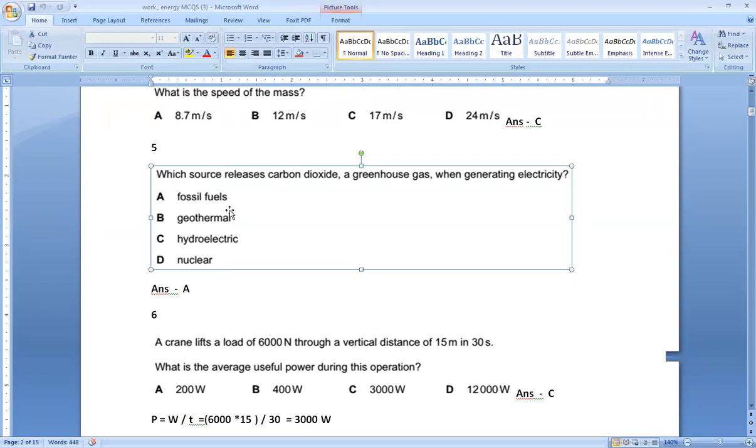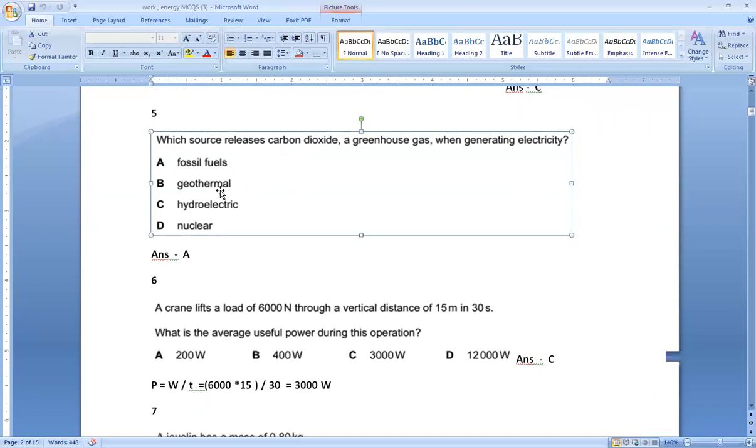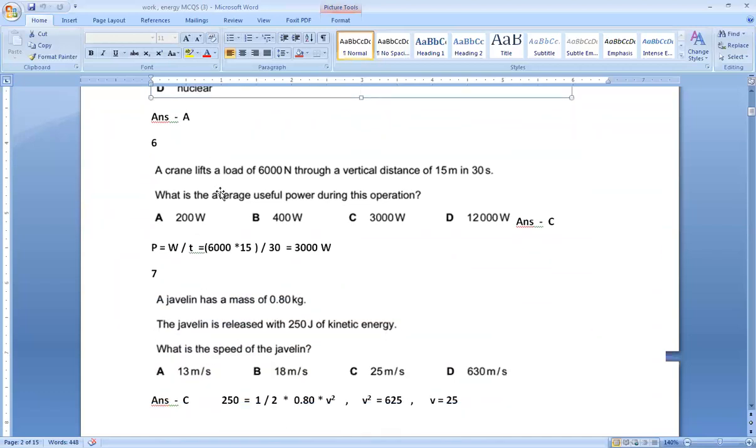Geothermal does not produce any, hydroelectric electricity is produced by the water stored in the reservoirs, nuclear, all these don't produce any carbon dioxide. So carbon dioxide or greenhouse gases are produced by the fossil fuel. That means fuel, petrol, diesel, oil or coal. So option is A.